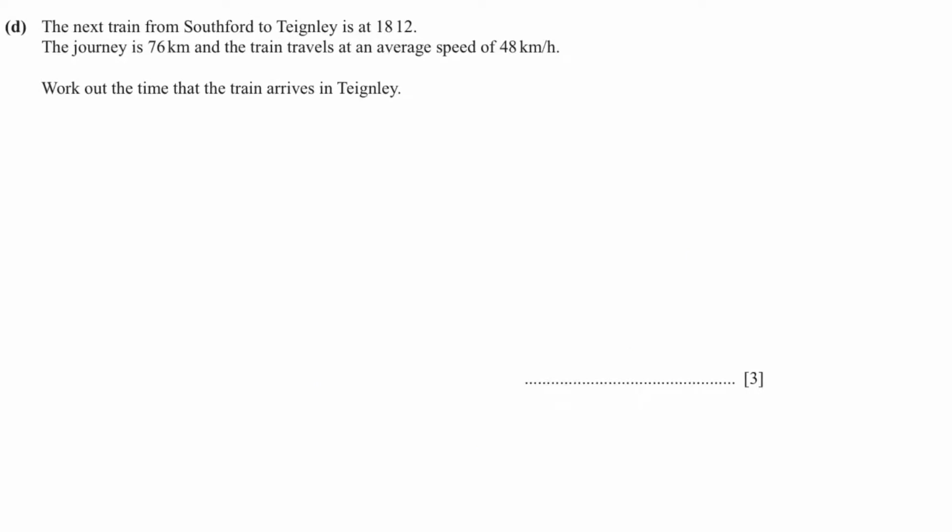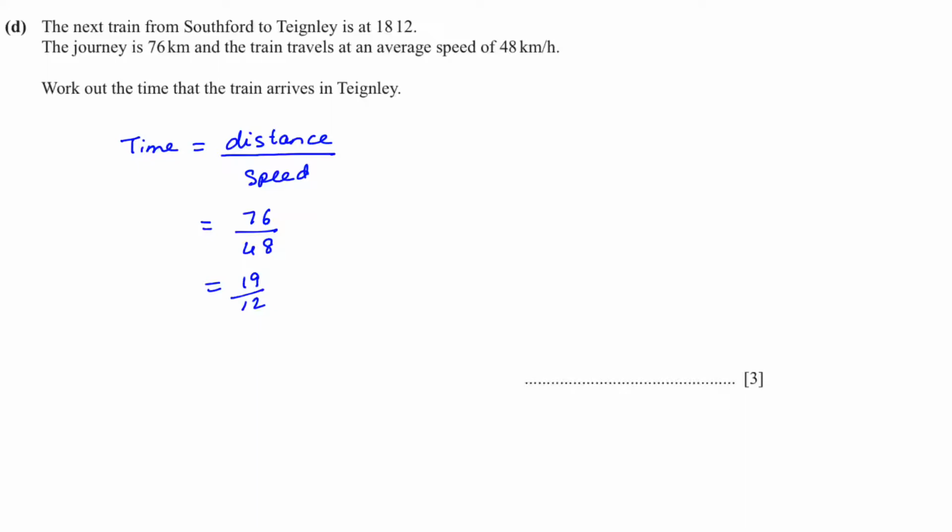Part D. The next train from Southport to Techney is at 18:12. The journey is 76 km. The speed is 48 km per hour. Work out the time that the train arrives in Techney. The distance has been given to us and the speed has been given to us. We need to find the time. To do so, we will use the formula time is equal to distance over speed. Distance is 76 and speed is 48. Therefore, 76 divided by 48. This will give us 19 over 12.